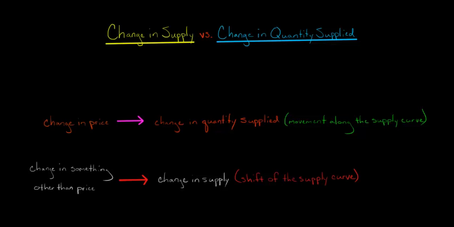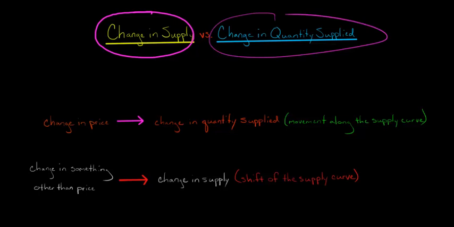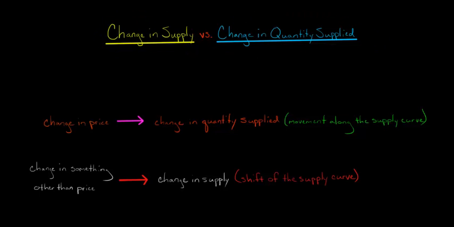In this video, we're going to discuss the difference between a change in supply and a change in quantity supplied. They sound similar, but they're different. When there's a change in price, so the price of a good or service goes up or down, that's going to lead to a change in the quantity supplied, which is a movement along the supply curve.